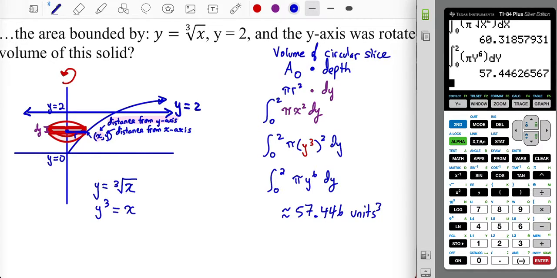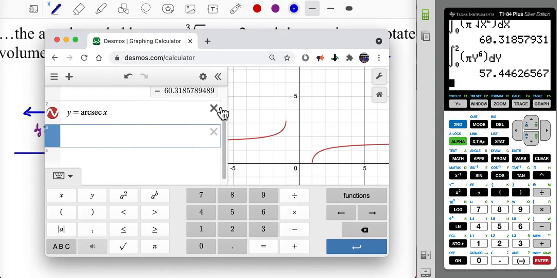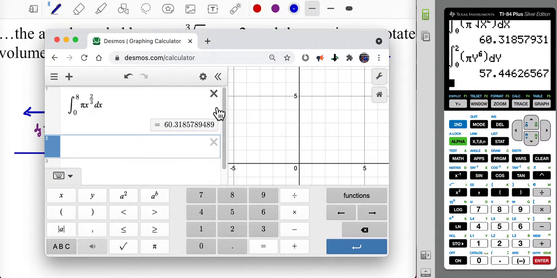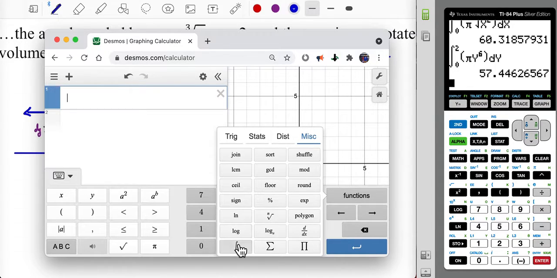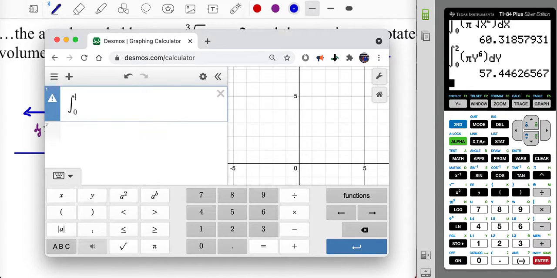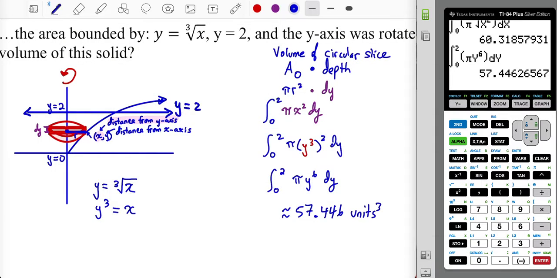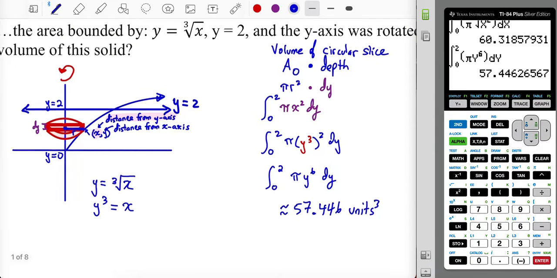All right. Get my Desmos involved and a little double checking. So integral from 0 to 2 pi y to the 6th. Close it up and pop in a dy. We get the same number, so at least we got a quick double check going here.